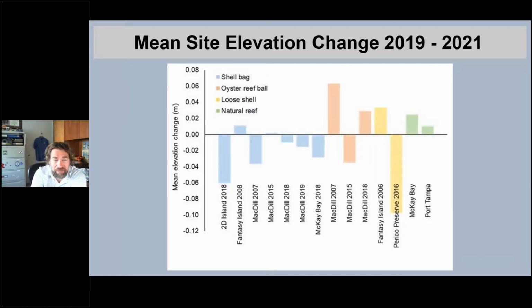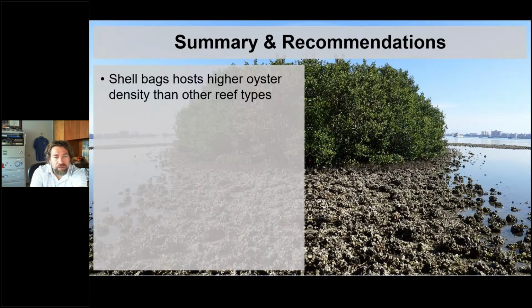This is a summary slide that shows mean site elevation change over the whole project, and many of the sites actually did lose elevation. This scale is in meters, so you're only talking about a few centimeters of elevation, but that makes a pretty big difference for these systems, especially as the ocean level is coming up. But we did have some areas that were gaining in elevation, including most of the McDill sites, which is a good thing as well. And the natural reefs all gained elevation.